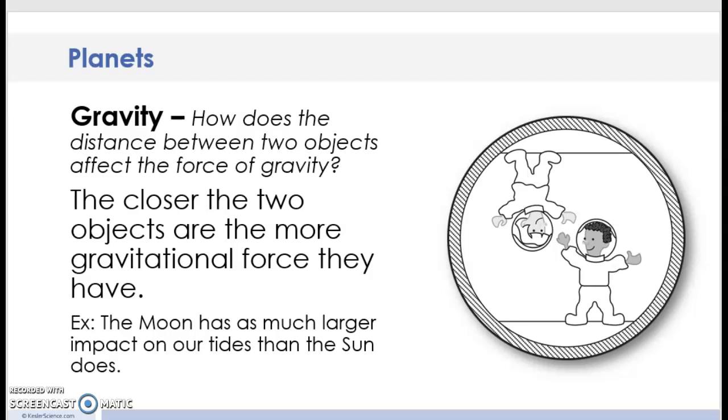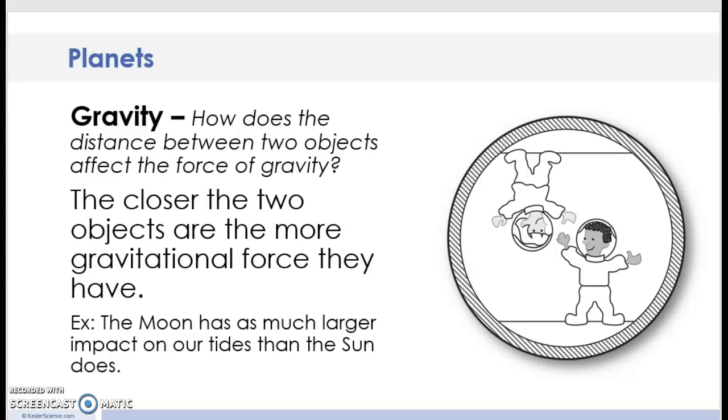So how does the distance between two objects affect the force of gravity? Well, the closer the two objects are, the more gravitational pull that they have. For example, the moon has a much larger impact on our tides than the sun does because it's closer to us. So the closer the object, the more pull.